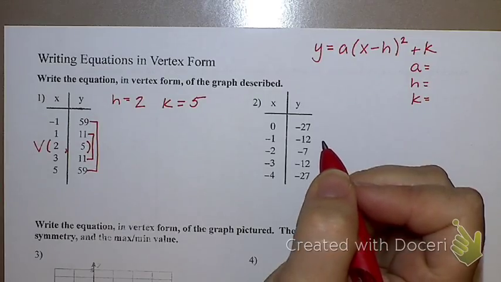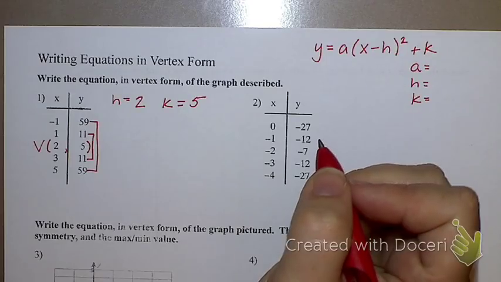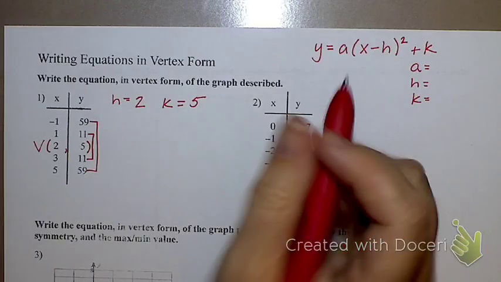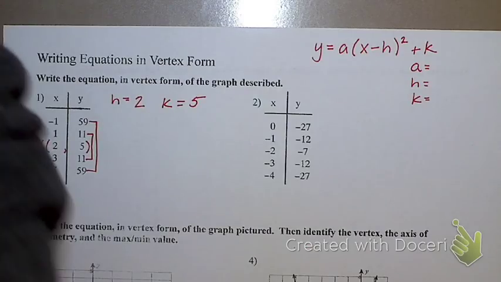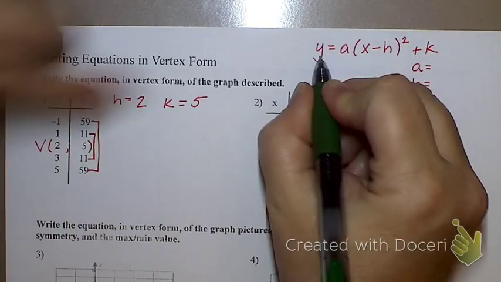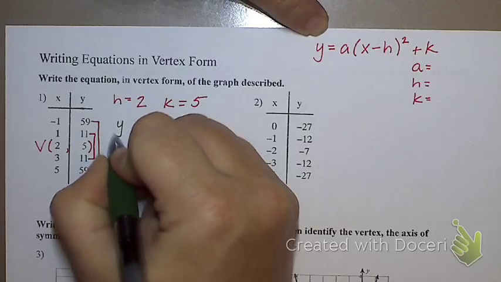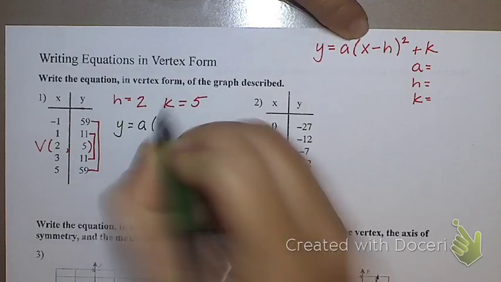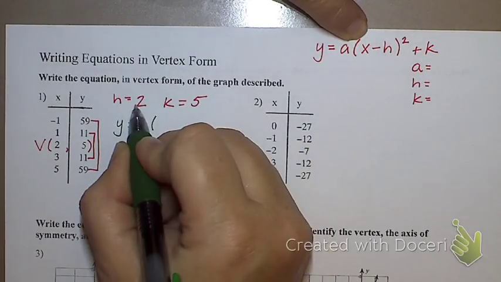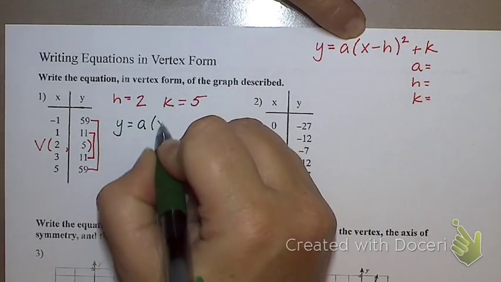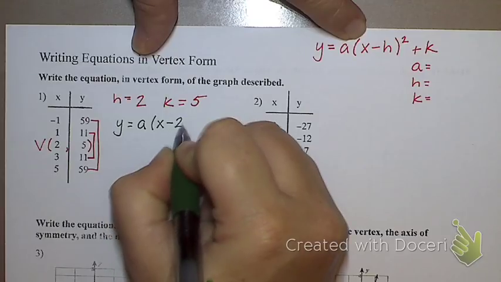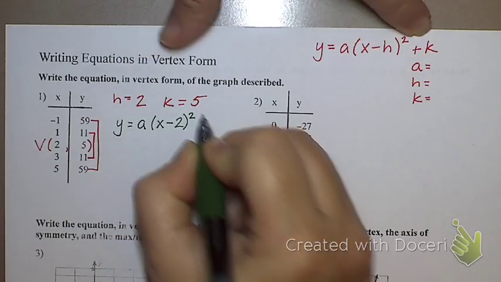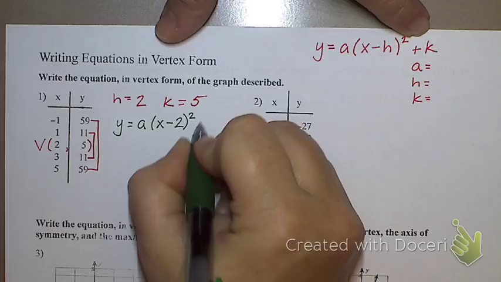Just like we did yesterday where we would pull h and k out, we're putting it back in now. So, let me put this in. If I use this equation, I have y equals a. I still don't know what a is. But then I can put x minus h. If h is a positive 2, what's it going to look like in the parentheses? Okay. And then, do I change the sign of k? No. So it would be plus 5.